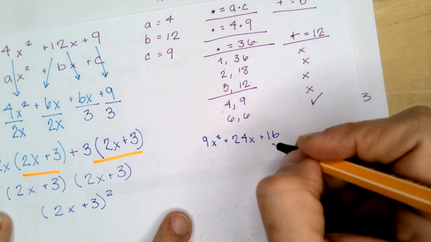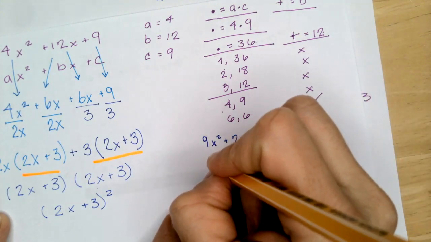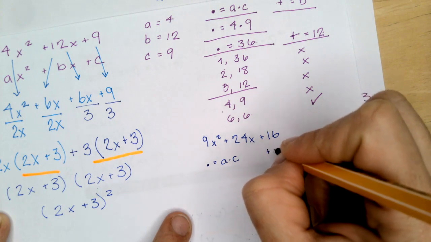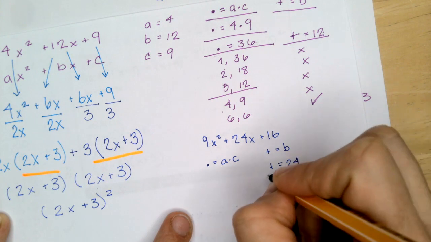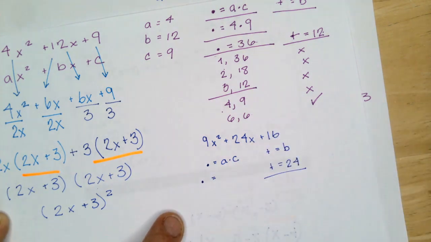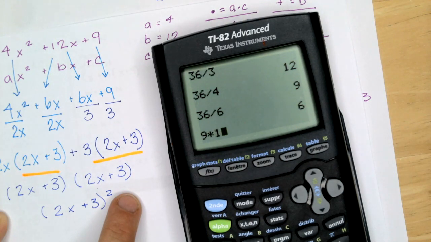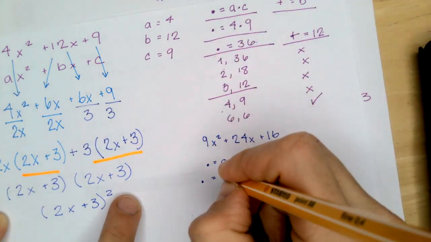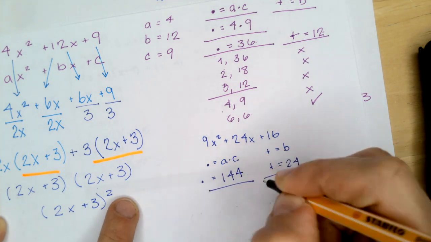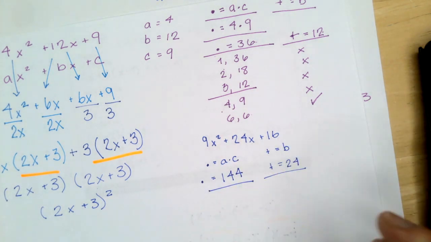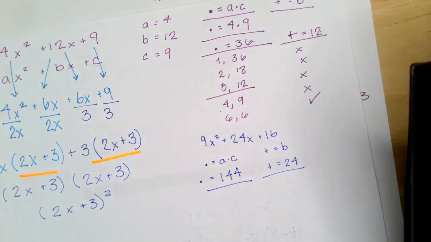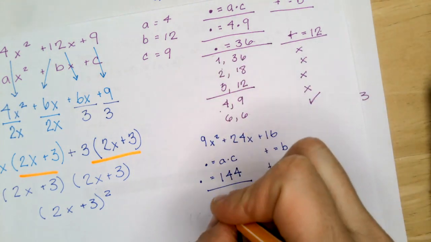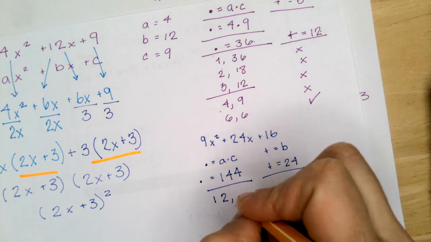So here we have to multiply to equal a times c, add to equal b. So it needs to add to equal 24. It needs to multiply to equal 9 times 16, 144. We could just say, what is the square root of 144, right? It's 12. Is 12 plus 12 24? It is. So we're going to say 144 is 12 times 12.